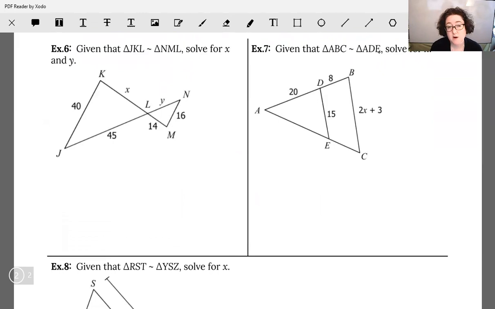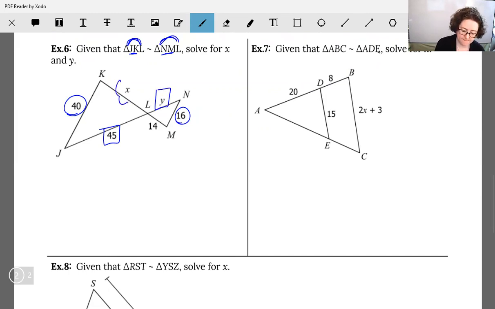Now in this scenario, we are going to have to set up 2 proportions, one to solve for the X, one to solve for the Y. And let's just start out with matching up corresponding pieces. So our 40, JK, first 2 letters, should match up with NM, which is the 16. Okay, the 45, JL, first and third, so he should match up with NL. And then our leftovers match up.